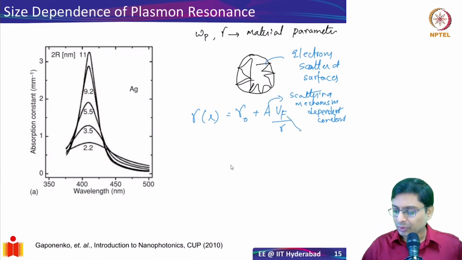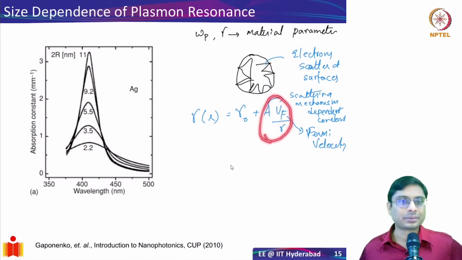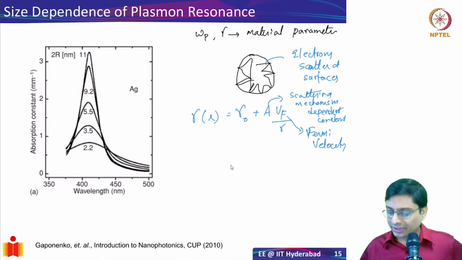So basically electrons move in a solid with some Fermi velocity. Depending on the velocity, you can compute the rate. So gamma is the scattering rate, so I should have per unit time. Essentially A is a dimensionless constant, the Fermi velocity is in meters per second, and the radius is in meters, so the whole thing becomes per second. So what you see is if you go to very small diameters, this becomes significant, and then the loss increases, and that's why the broadening happens.